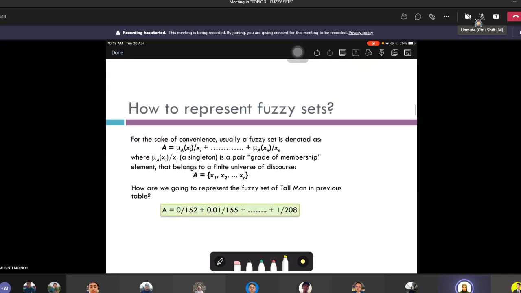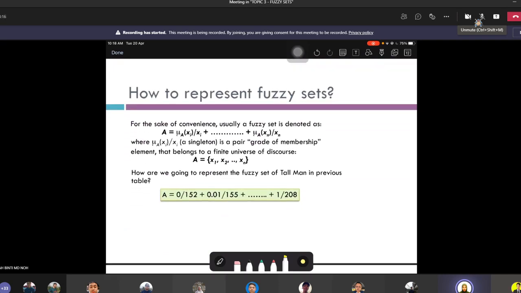So how are we going to represent a fuzzy set? For the sake of convenience, usually a fuzzy set is denoted as this one. Kita letak A sama dengan apa degree of membership slash element. Tambah seterusnya, tambah apa dia punya degree of membership slash element. So setiap elemen kena ada degree of membership dia. Kadang-kadang kita tulis juga dalam bentuk singleton. Okay, kadang-kadang kita tulis dalam bentuk ni. Boleh. Ada setengah orang dia tulis dalam bentuk curly bracket.